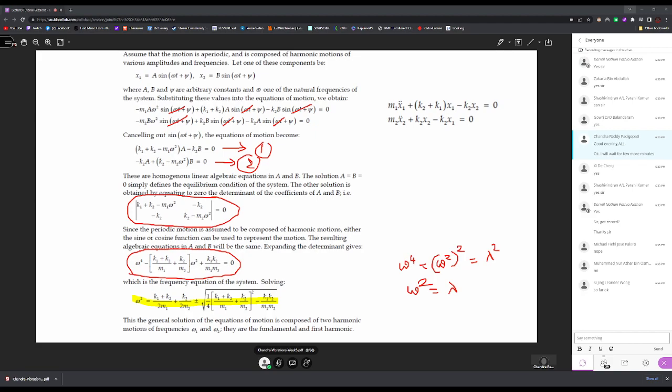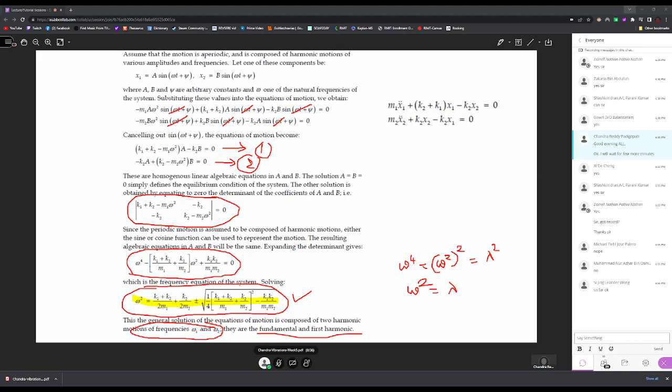Now if you solve this by putting in the values of k1, k2, m1, m2, you will get two solutions for omega. These two frequencies are omega 1 and omega 2. These are called the fundamental or first harmonic frequencies for a 2 degree of freedom system with a stiffness matrix. So you can write the expression like this. This is the solution for the mass and spring 2 degree of freedom system.